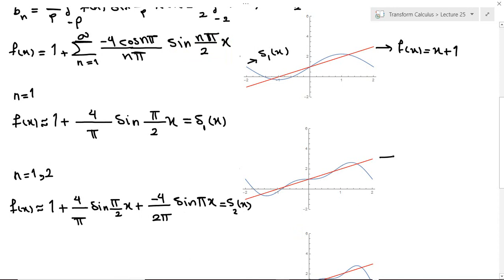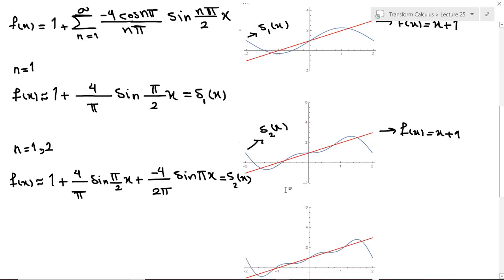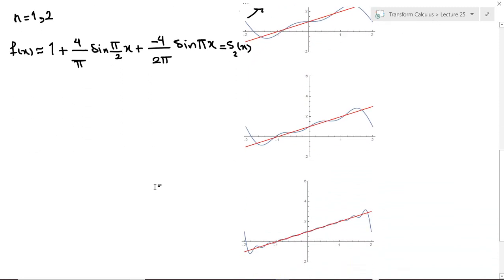Again, the red one is our function, f(x) equal to x plus 1, and the blue one is the second Fourier series, S2(x). You can see that it gets closer to the original function. Here we have S3, or the third Fourier series. In fact, here n is equal to 1, 2, and 3. So you can see that there is S3(x), and the Fourier series gets closer and closer to the original function.